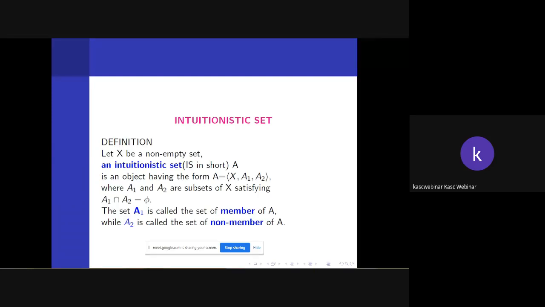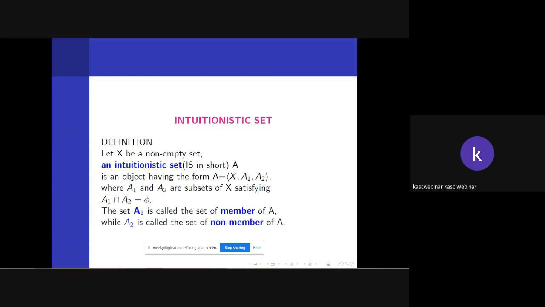You're denoting it with the angle bracket. X denotes the set you're considering, the well-defined set. Suppose, for example, it is a class. So X is the whole set, and in that, always the first one will be the member. Suppose the number of students who get through is what I want, so that will be the member. And A2 will be the non-member. So for example, suppose it is failed.